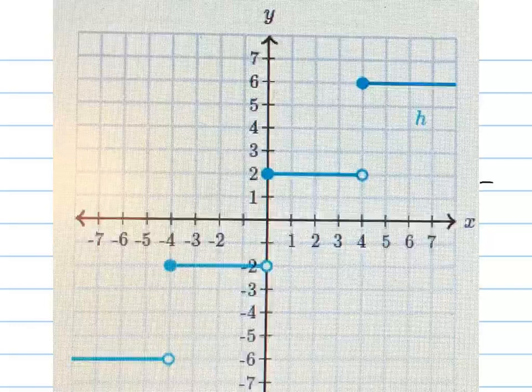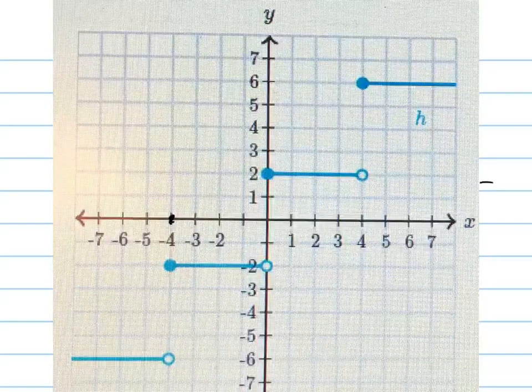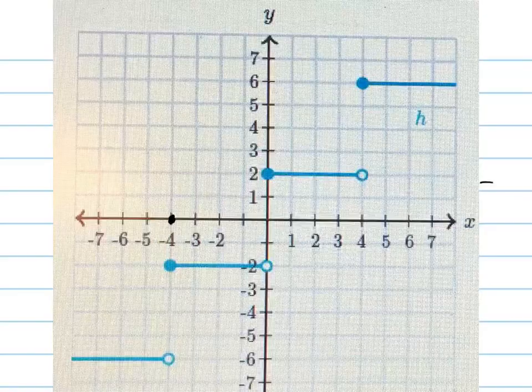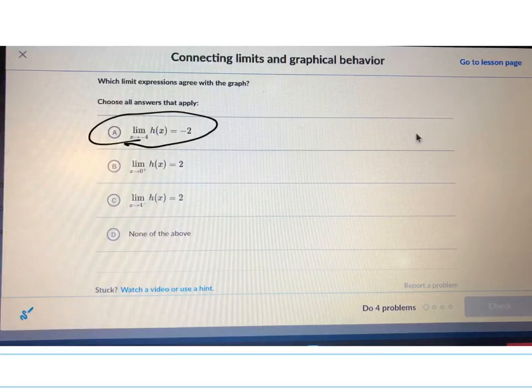I jump on the graph as x goes to -4. Now that's not saying left or right-handed limit. If you zoomed in on that, it's saying as x goes to -4. It doesn't say plus or minus. If it had said minus, that would mean from the left. If it had said plus, that would mean from the right.